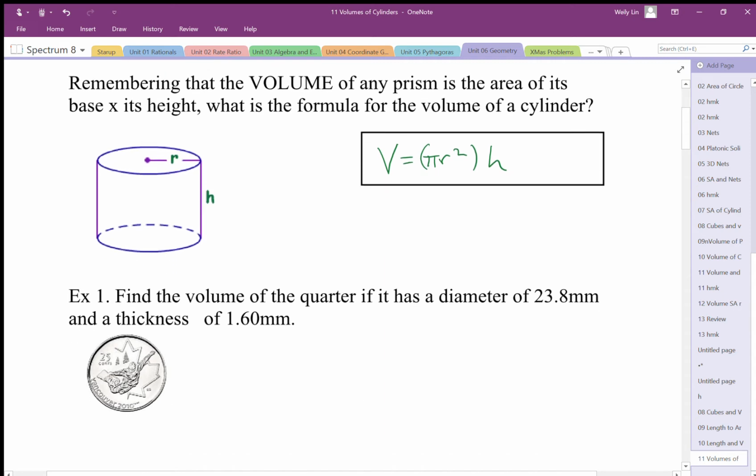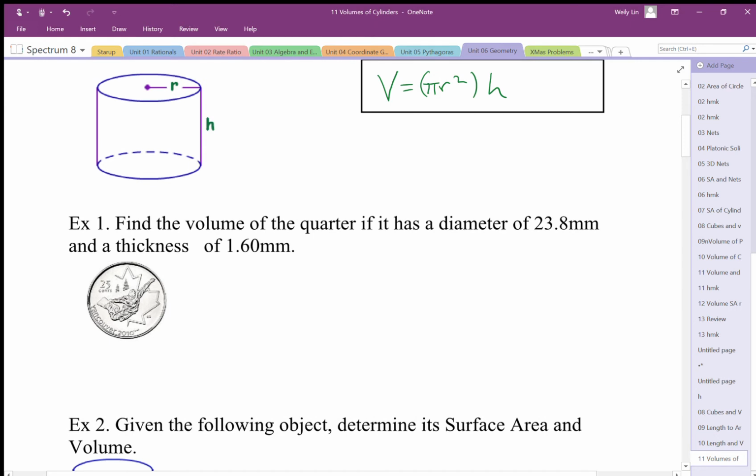So when we talk about a coin, for example, a coin really is a cylinder because it has a circular area and it has some thickness. It's not very thick, but it has some thickness. A quarter has a diameter of 23.8 millimeters, so across it's 23.8, and its thickness is 1.6 millimeters.